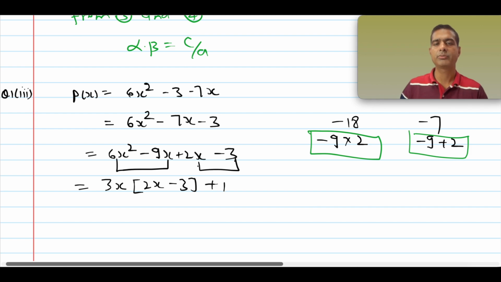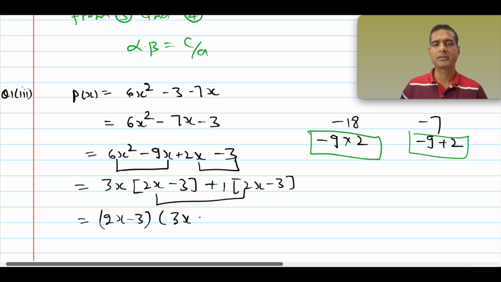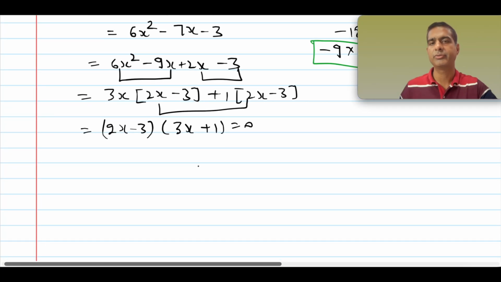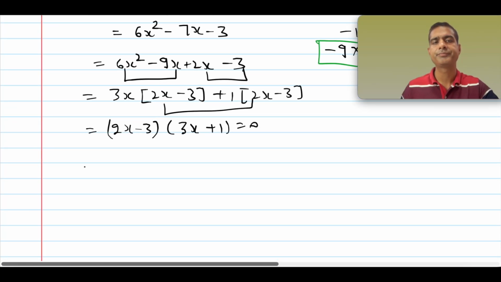And we can take plus 1 common between these two, because 2 and 3 are co-prime and there is no x with the constant term. So only 1 is common. So I can write 2x minus 3. Now again 2x minus 3 is common between these two. So we can write 2x minus 3. So what is left? 3x plus 1 is equal to 0. So we factorized p of x as 2x minus 3 and 3x plus 1, and their product is equal to 0. So we can say either 2x minus 3 is equal to 0 or 3x plus 1 is equal to 0.